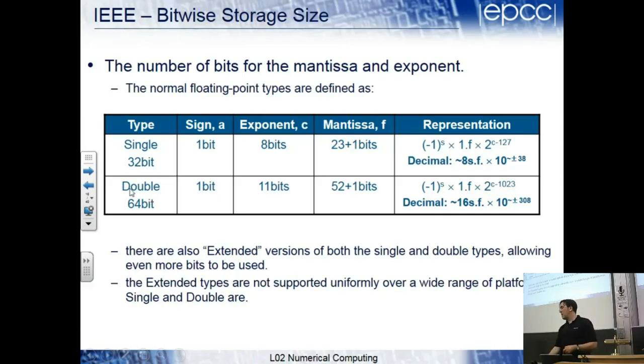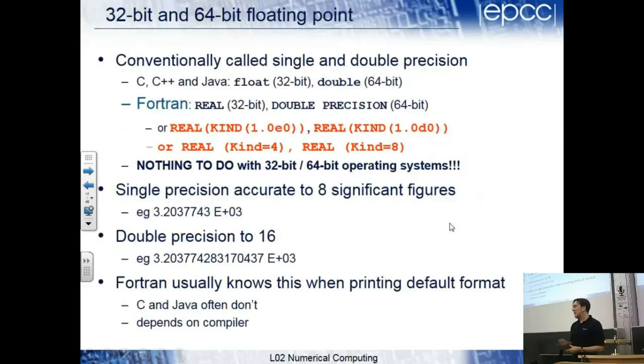So as I said, takeaway message is a single precision number is 4 bytes, 32 bits, 8 significant figures of accuracy, and this magnitude. A double precision number is 8 bytes storage and has 16 significant figures of accuracy. And you can see that by doing simple calculations. You can actually see the effects of these things coming around. So again, conventionally, they're called single and double precision. In C++ and Java, float is normally 32 bits, a double is 64 bits. In Fortran, which is a slightly more complicated type system, they correspond to real or double precision.